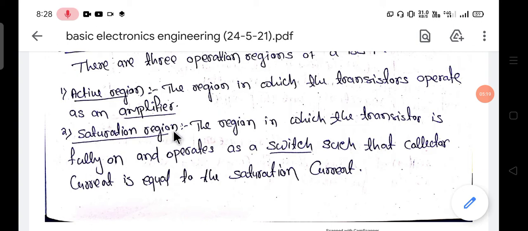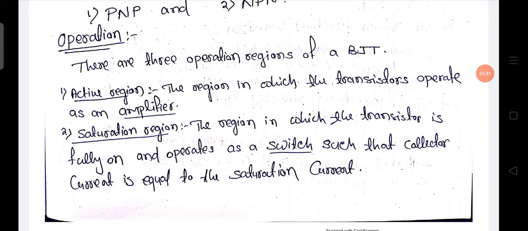In the saturation region it operates as a switch. That means it can be on or off like a switch. This switch is controlled by the collector current. Previously I told you that this is a current control device. When in the saturation region, the device acts like a switch, and the collector current is equal to the saturation current.